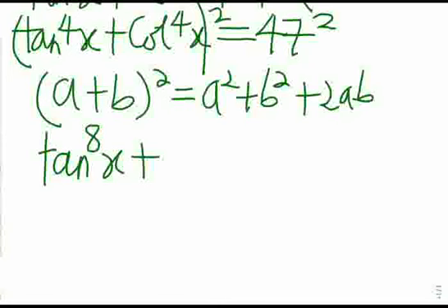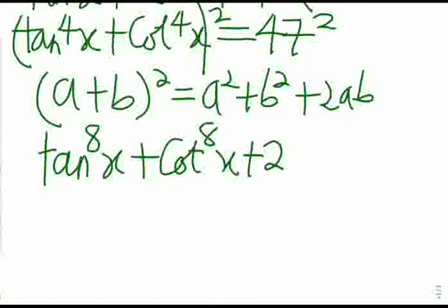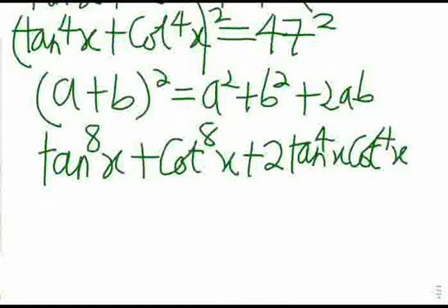That's what is happening here. Plus b squared, that's squaring this will now give us cot x to the 8th power, plus 2ab, 2 tan x to the 4th power times cot x to the 4th power, equal to, now let's square the 47 on the other side. When you square 47 on that side, you would have 2209.